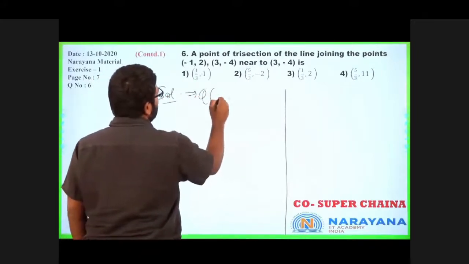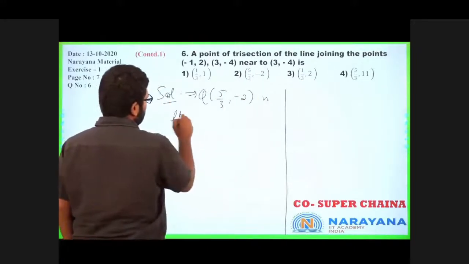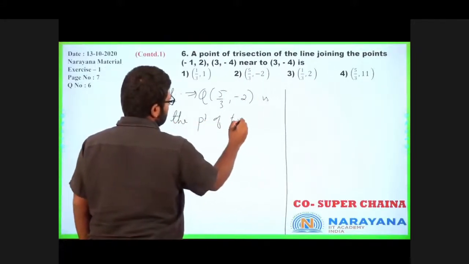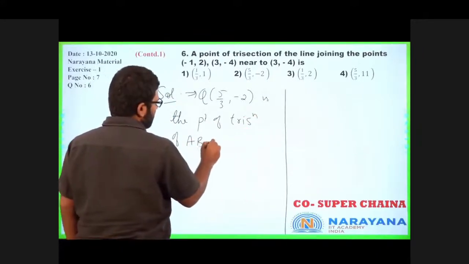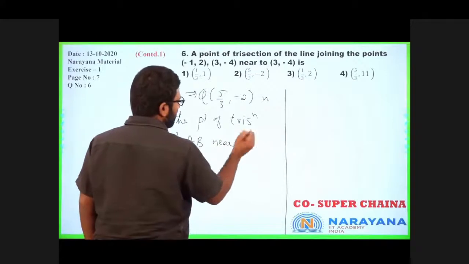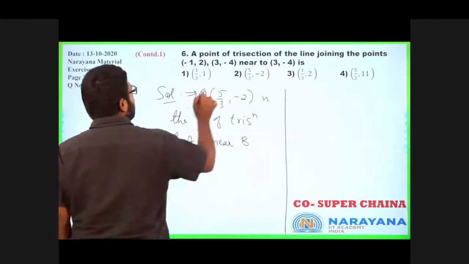Which means Q (5/3, -2) is the point of trisection of AB near B. Got it? Okay, let us proceed then.